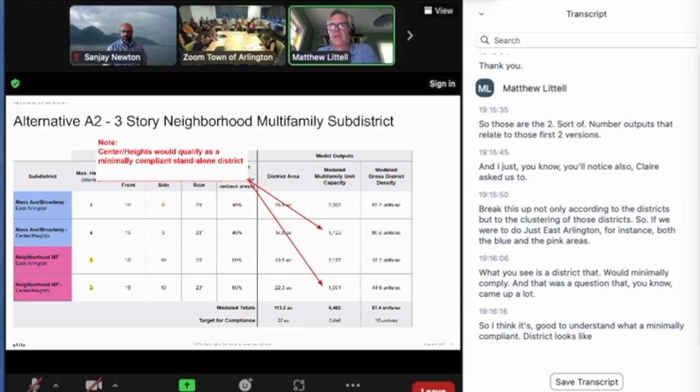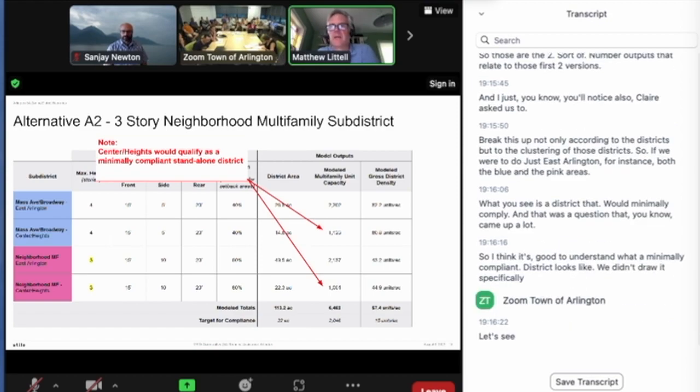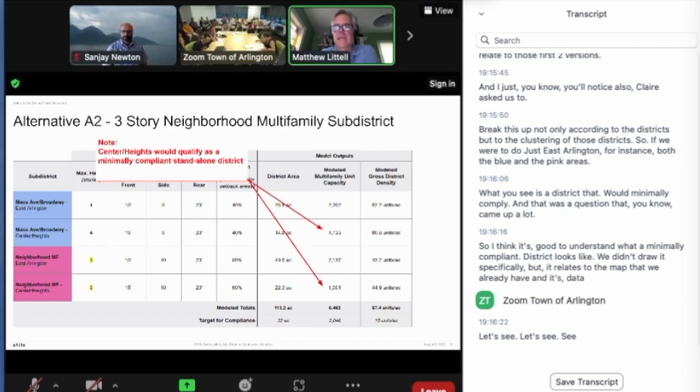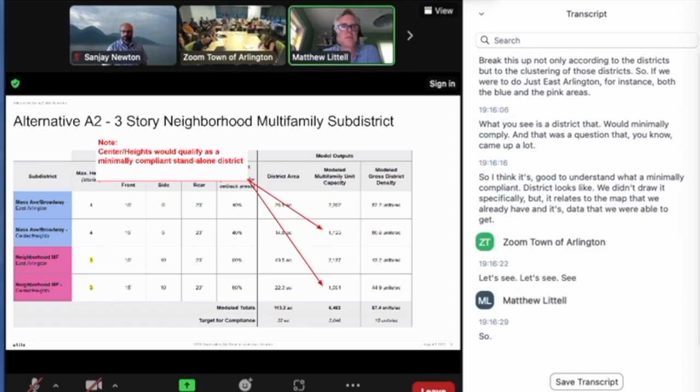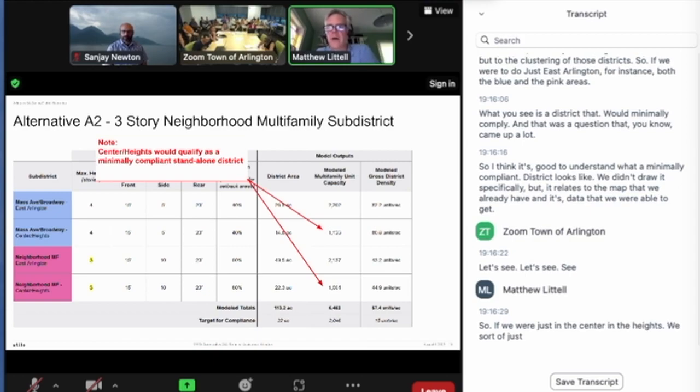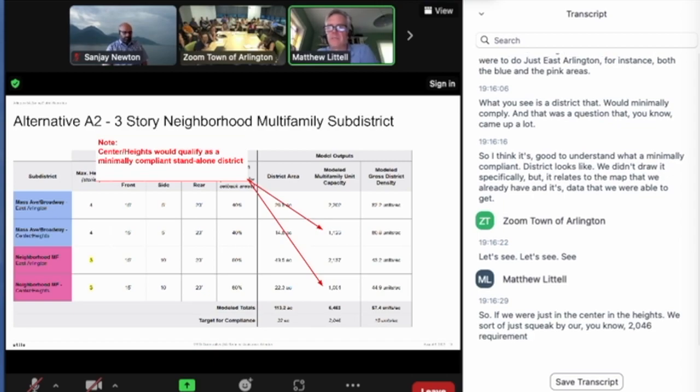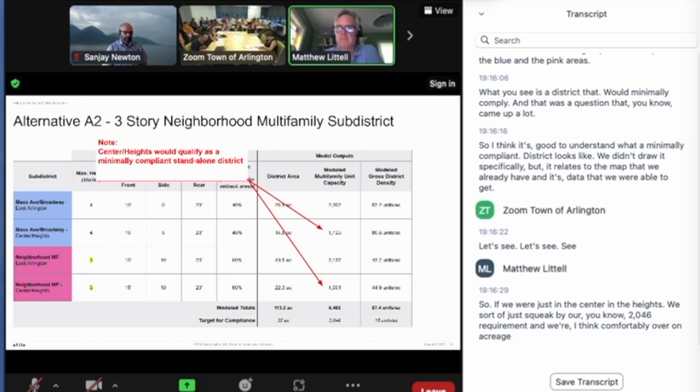We didn't draw it specifically, but it relates to the map that we already have, and it's data that we were able to get. So if we were just in the center and the heights, we just squeak by our 2046 requirement, and we're, I think, comfortably over on acreage and density.